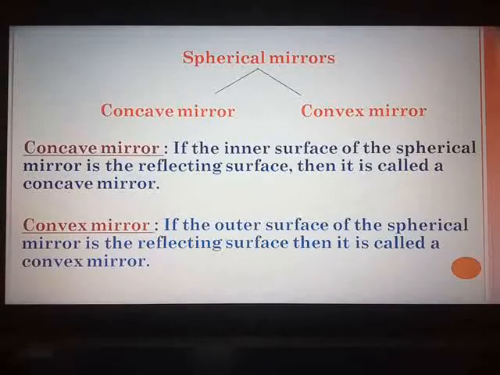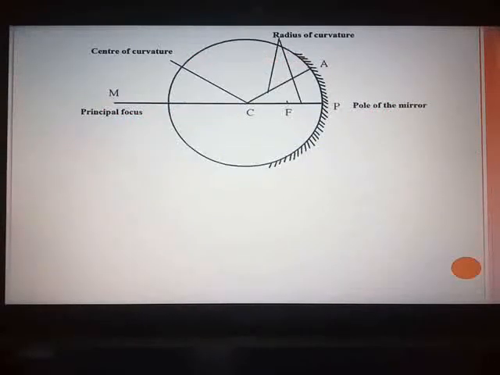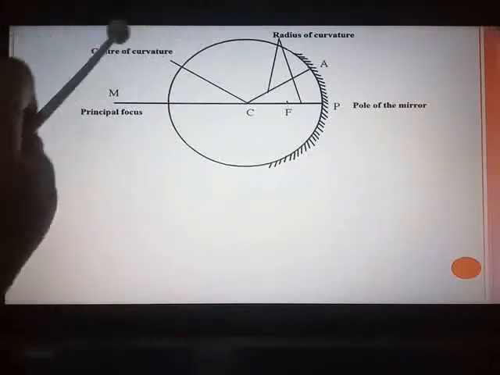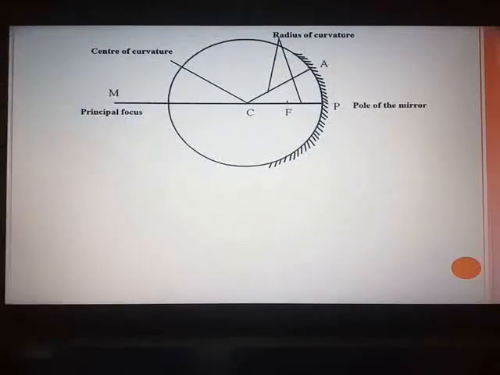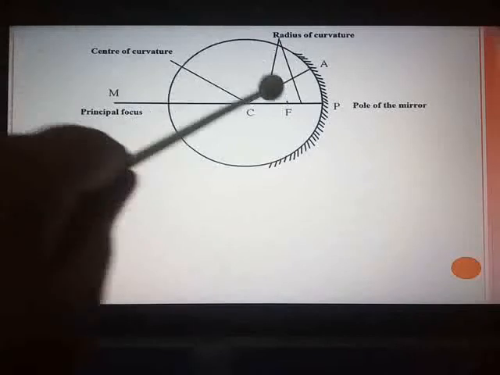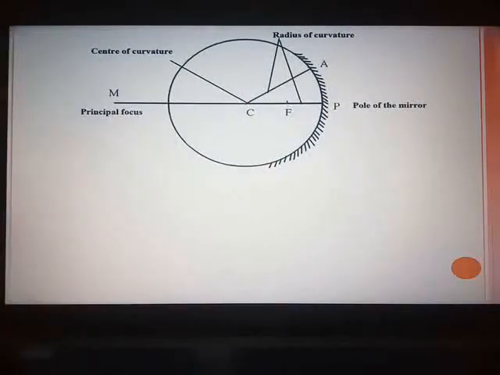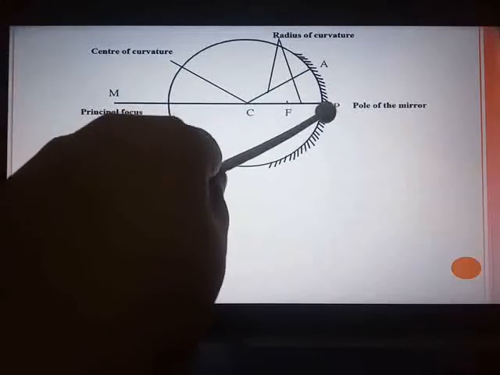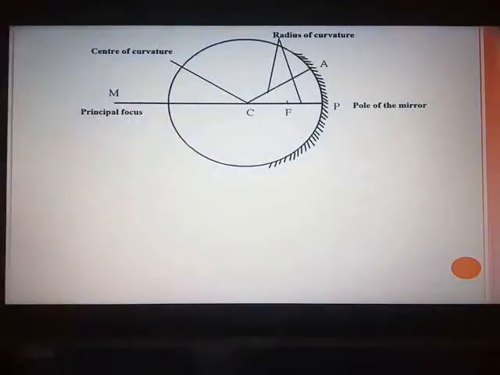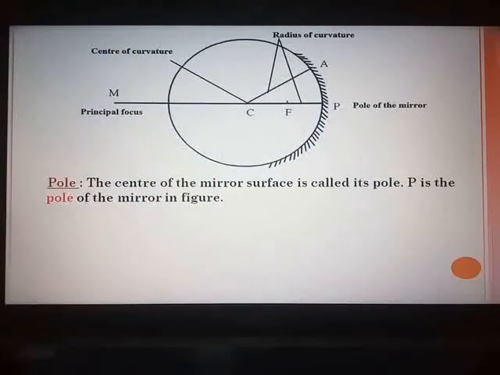Now we are going to study the different terms related to spherical mirrors. You can see the spherical mirror being displayed in front of you. The first term which we are going to study is the pole of the mirror. The center of the mirror surface is called its pole, and in this figure you can see P is the pole of the mirror. So this is your first term.